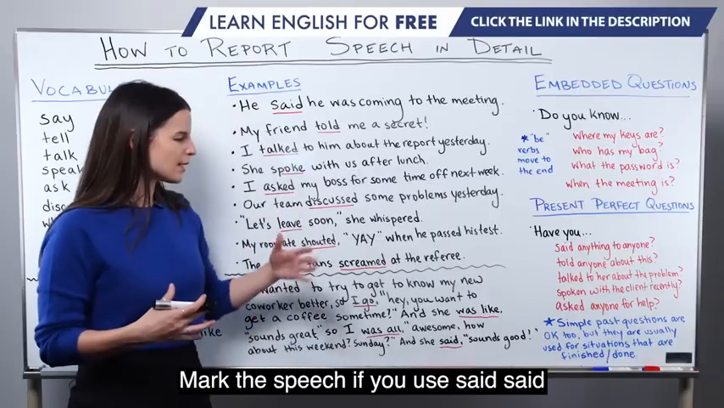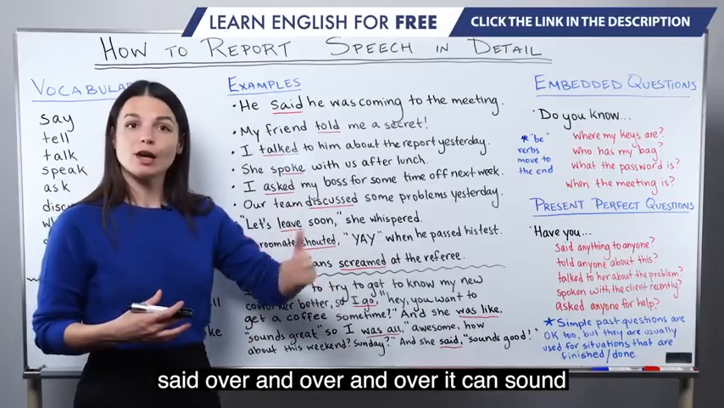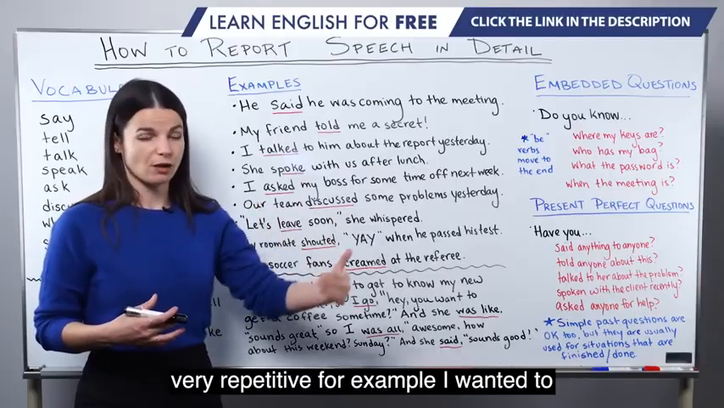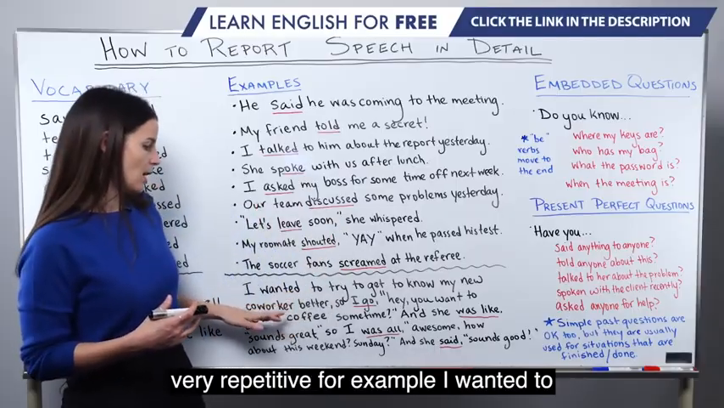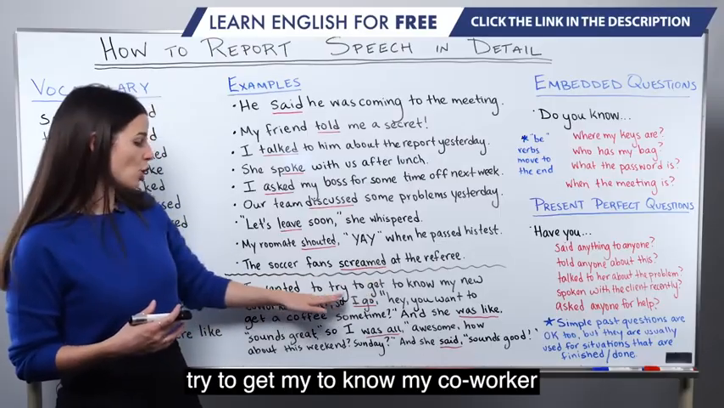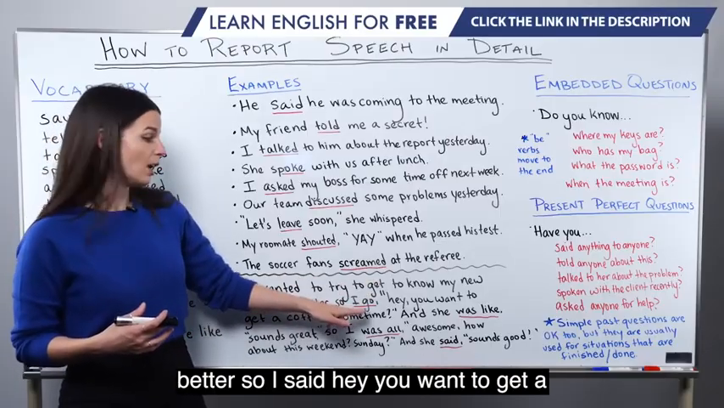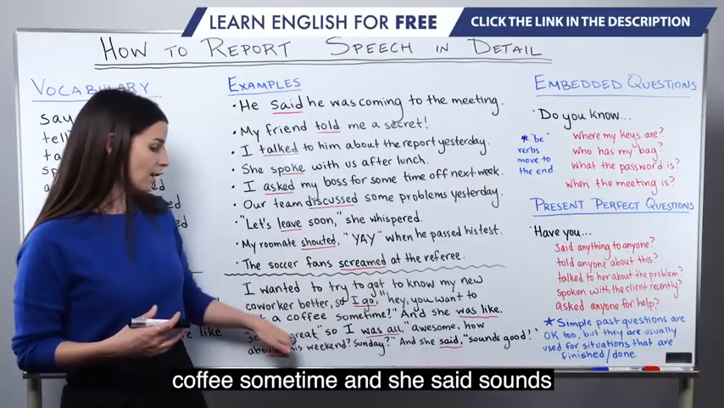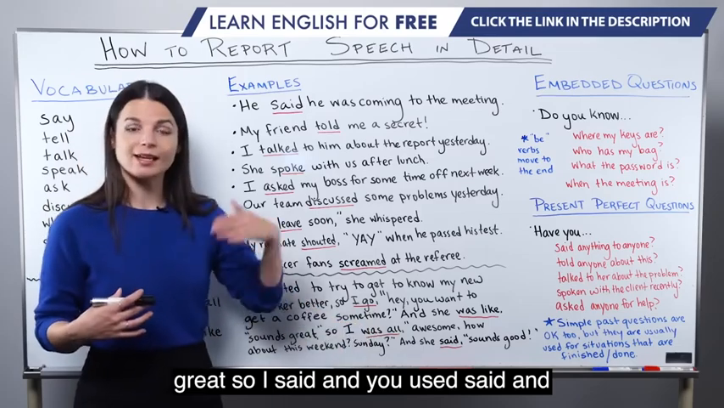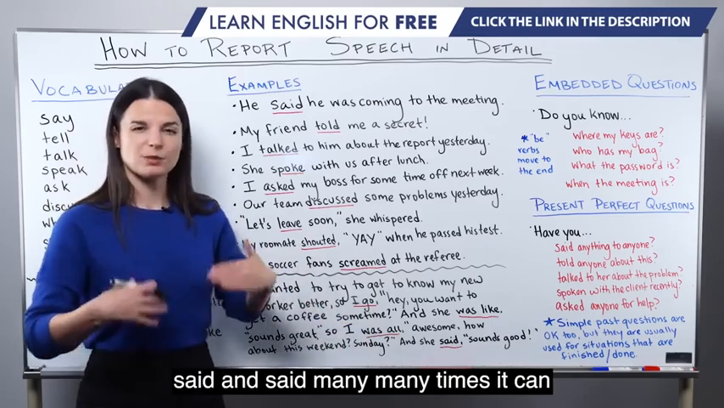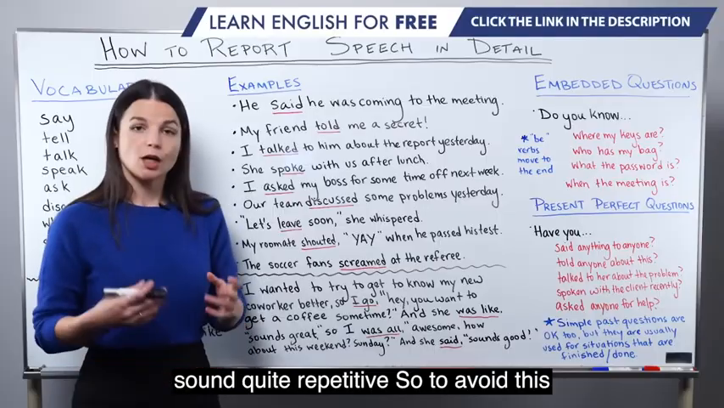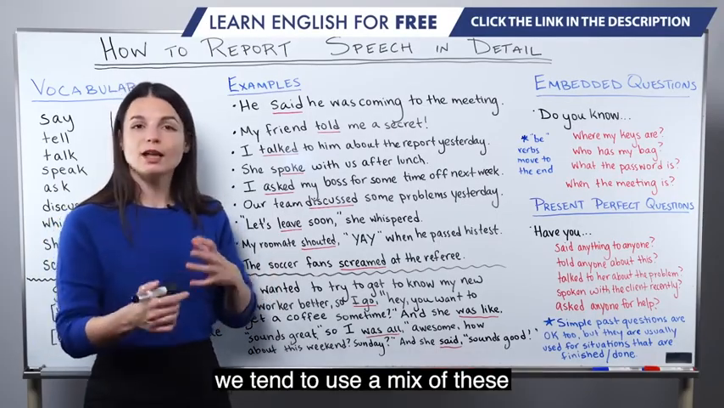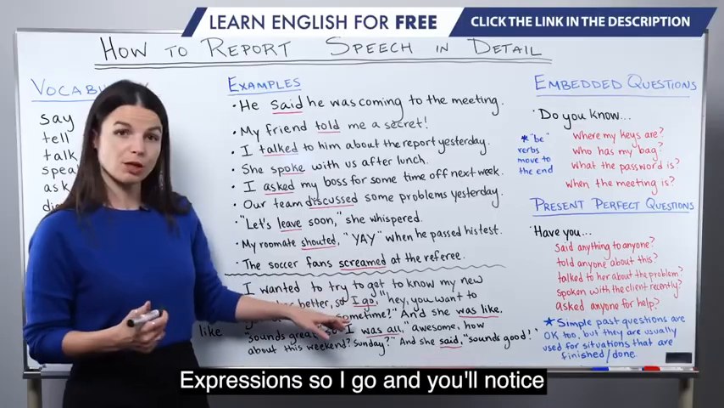If you use said over and over and over, it can sound very repetitive. For example, I wanted to try to get to know my coworker better. So I said, hey, you want to get a coffee sometime? And she said, sounds great. If you use said and said and said many times, it can sound quite repetitive. So to avoid this, we tend to use a mix of these expressions.